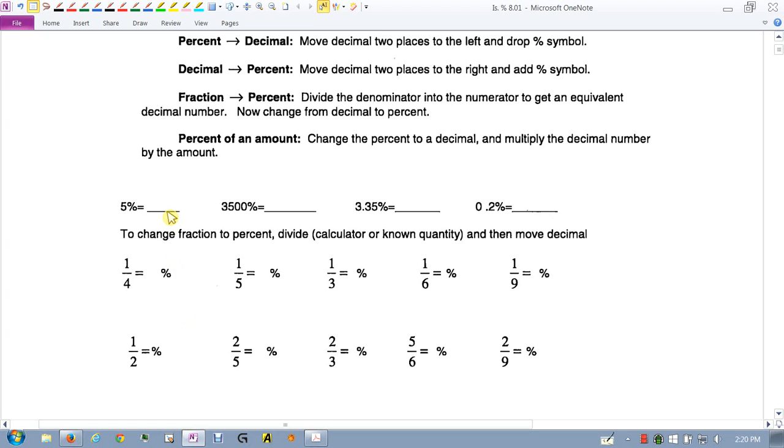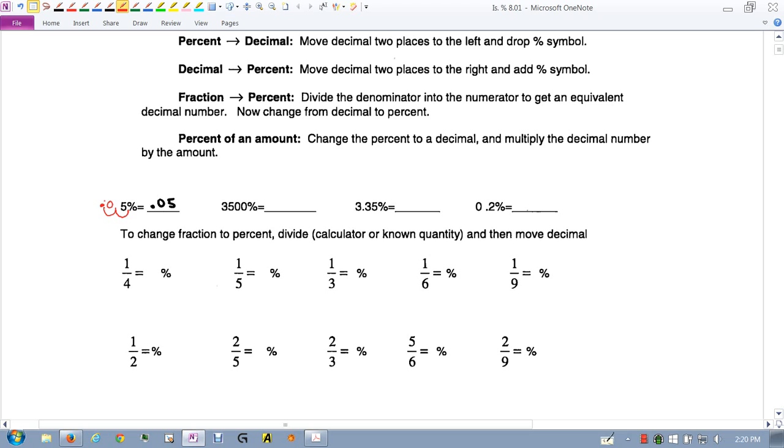All right, let's take 5%. Let's write it as a decimal. What is 5% as a decimal? 0.05. We moved it 2 places to the left, right? Our decimal point was here, 2 places, 1, 2, creates a 0. That's where we drop the decimal. So 0.05, get rid of the percentage symbol.